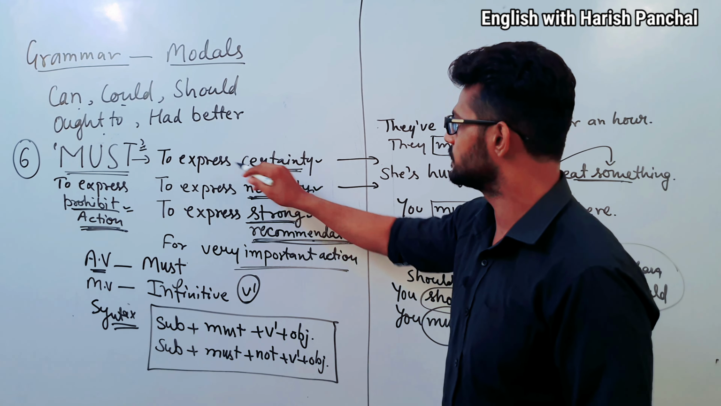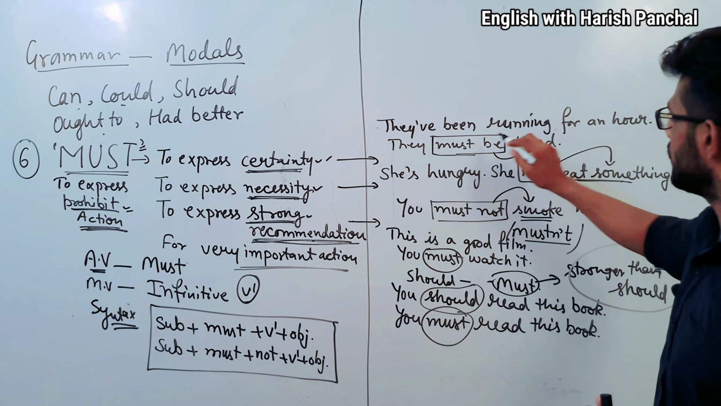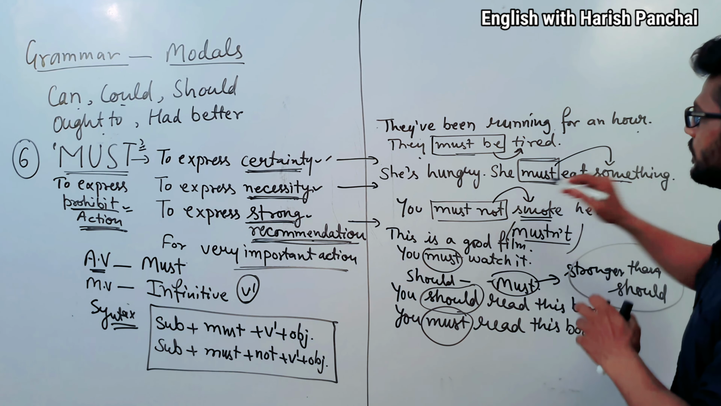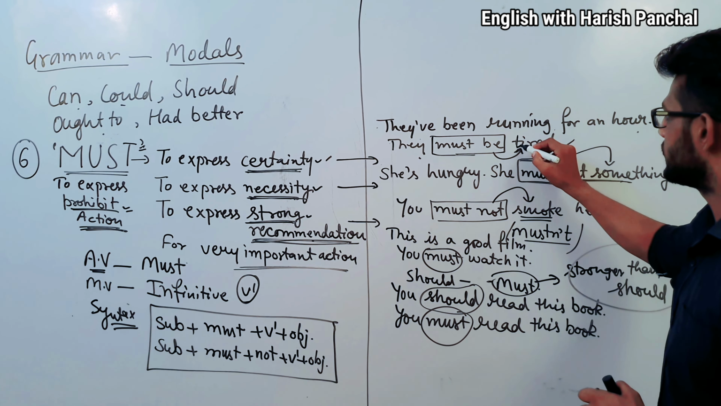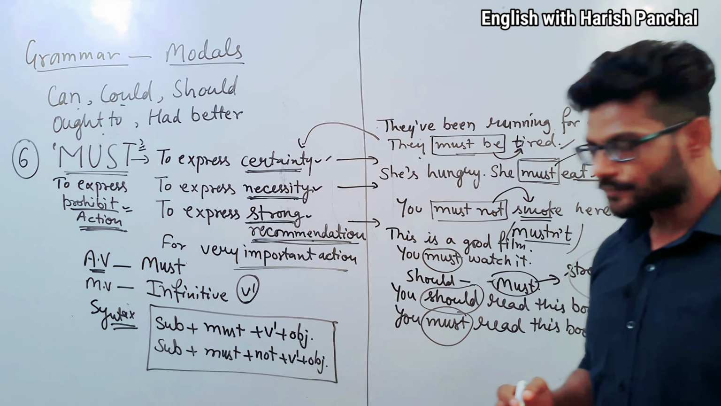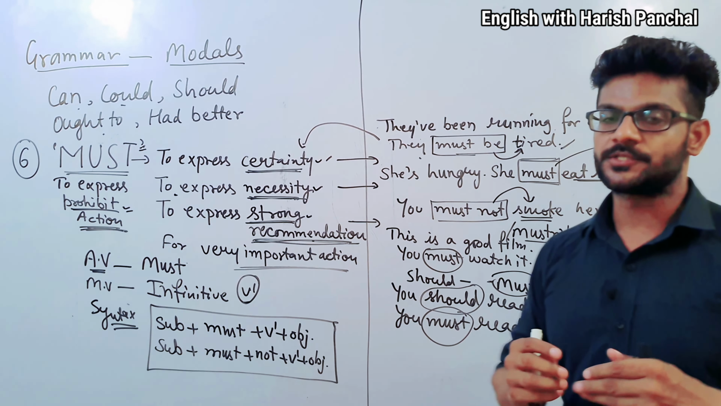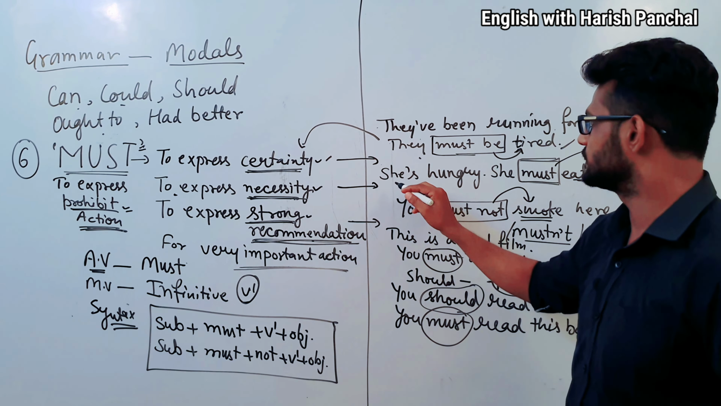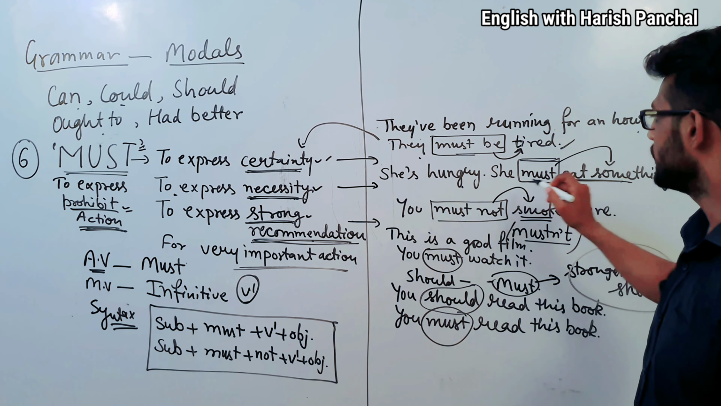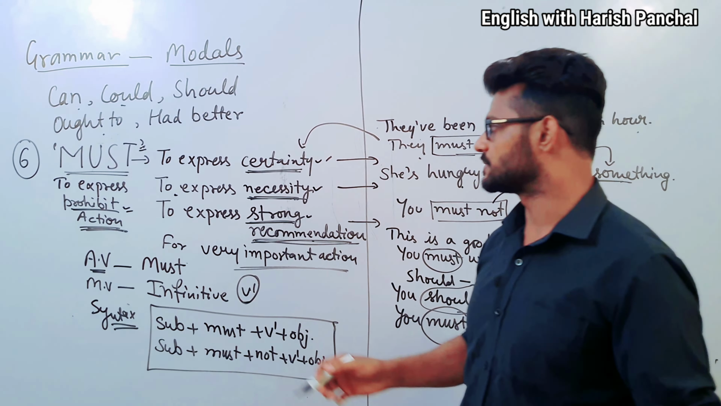The first situation is that it is used to express a certainty. Like there is the example, they have been running for an hour, they must be tired. So this is the example of a certainty. And now the second part is to express necessity. There is the example, she is hungry, she must eat something. So this is very necessary for her to eat something.